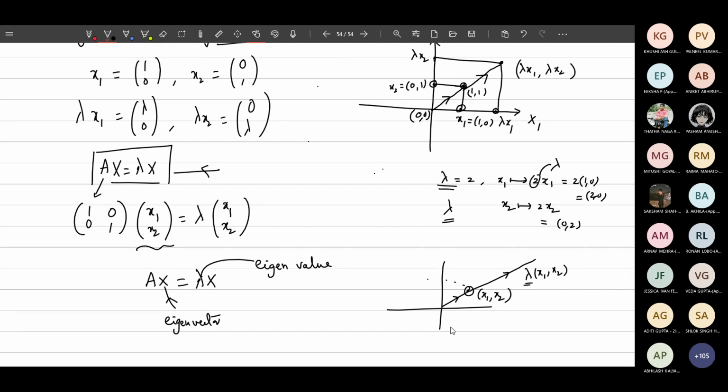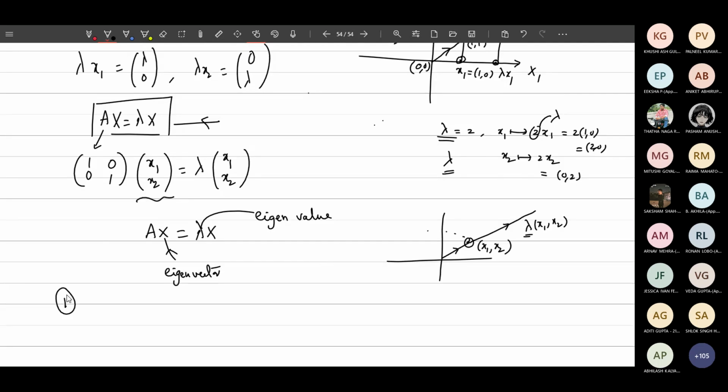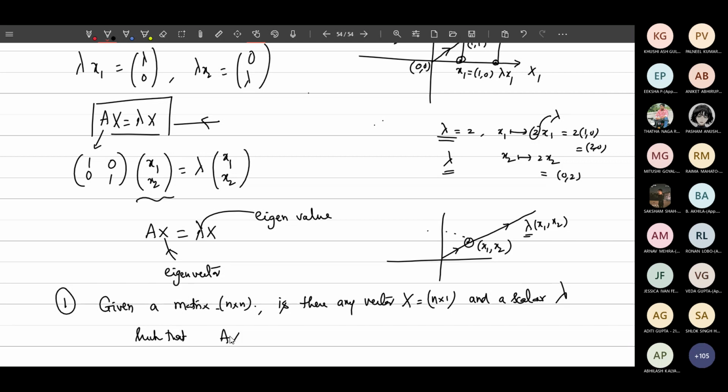For example, there are two ways of asking this question. One way is, given a matrix, of course a square matrix, is there any vector x? Suppose this is an n cross n matrix, and this will be an n cross 1 matrix, and a scalar lambda such that Ax equal to lambda x.